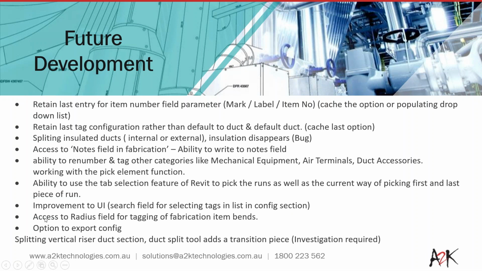You'll see what I mean in a moment. And access to radius fields for tagging and fabrication items. So currently that parameter is not available for tagging with fabrication items. And also another option here to export a config. So once you've configured a tag setup, having the ability to export that out and then re-import it into another model, so you get consistency with different projects and models.